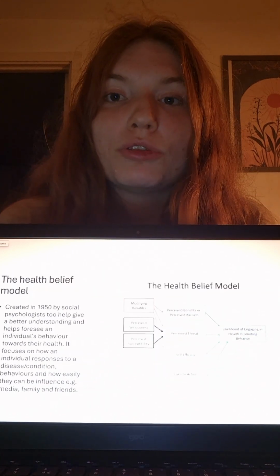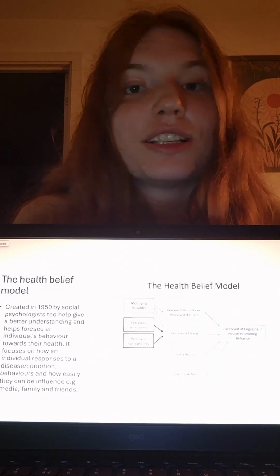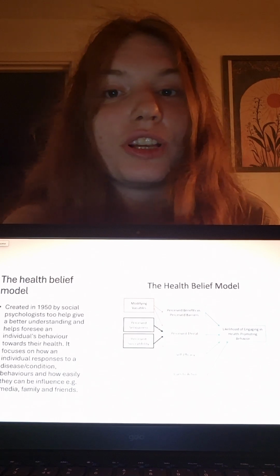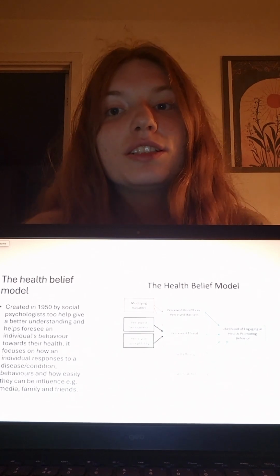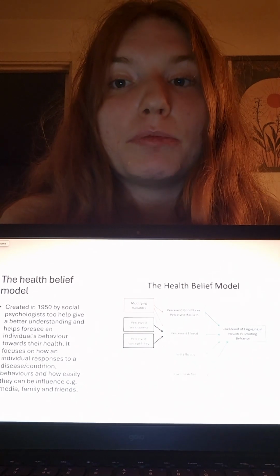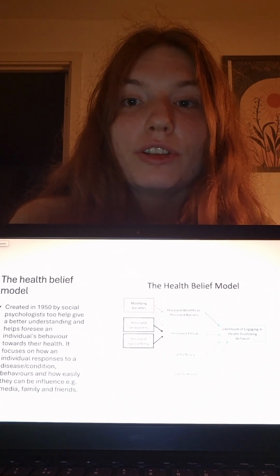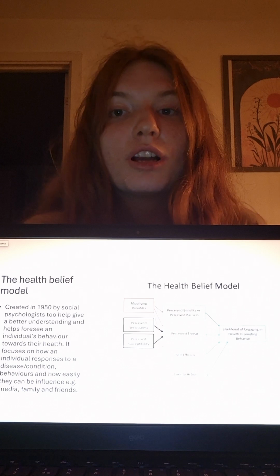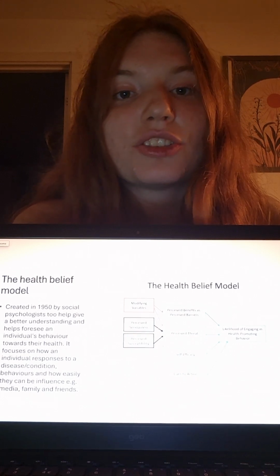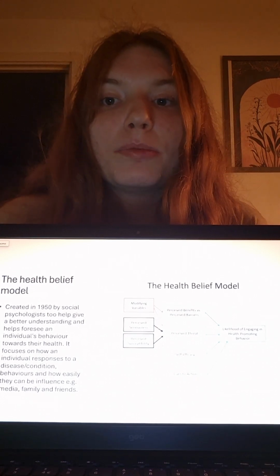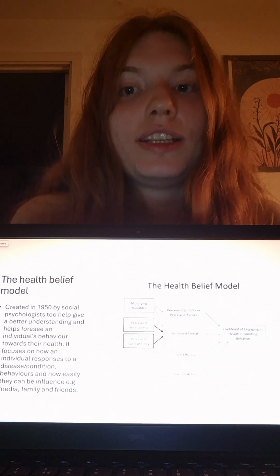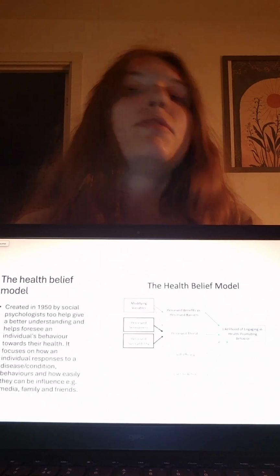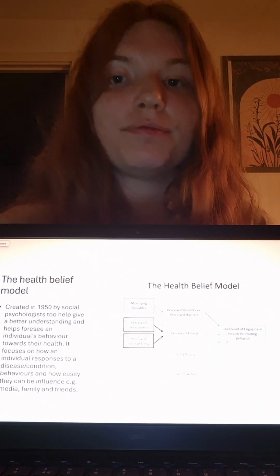The health belief model. This was created in 1950 by social psychologists. This gave a better understanding and helped them to foresee an individual's behaviour towards their health. It focuses on how an individual responds to a disease/condition, the behaviour and how easy they can be influenced by both the media, family and friends.